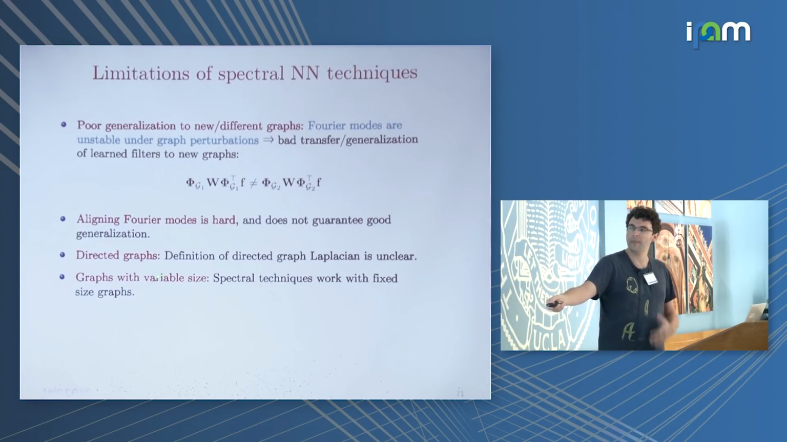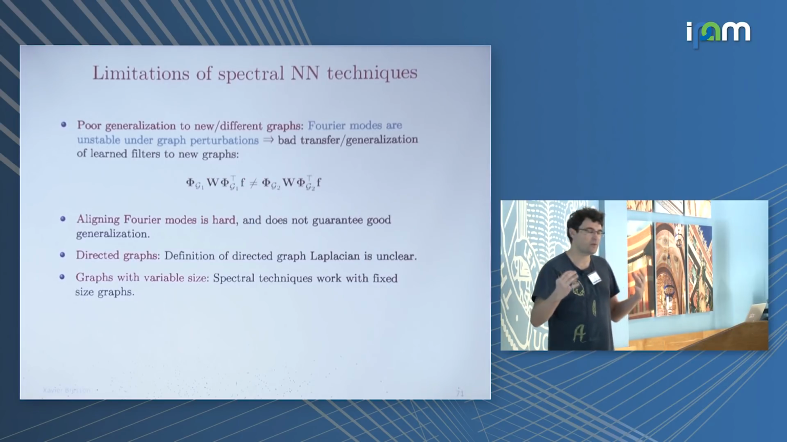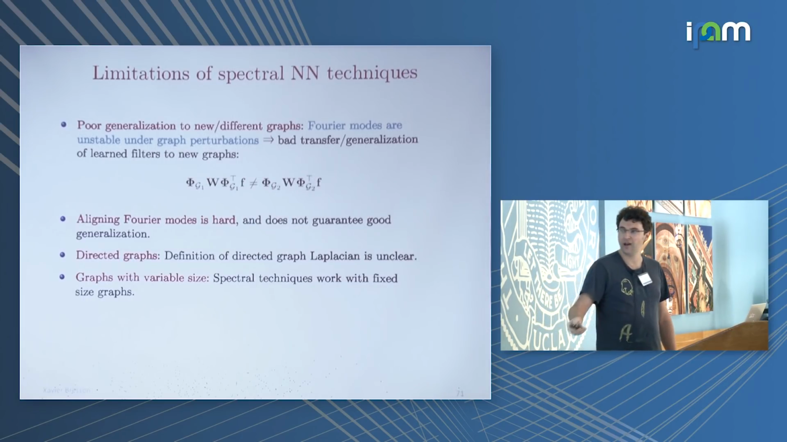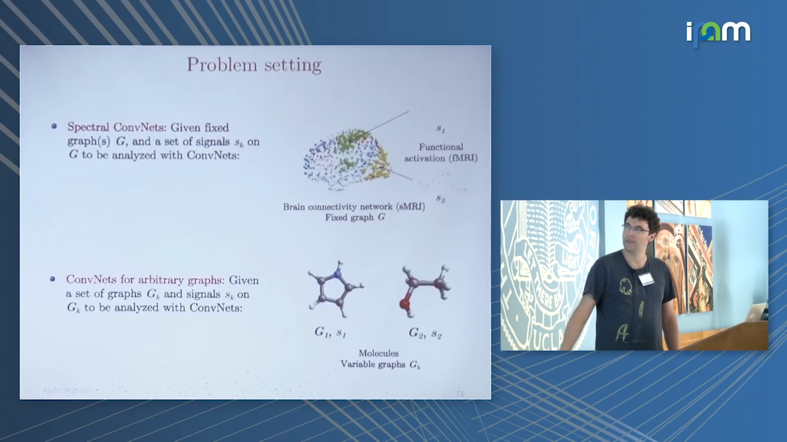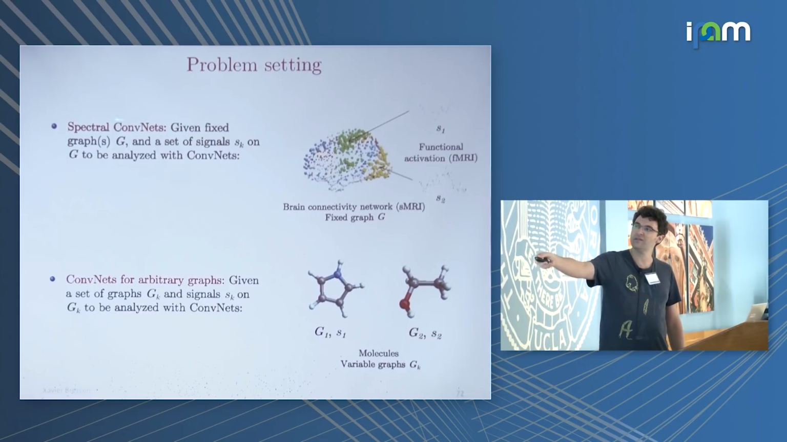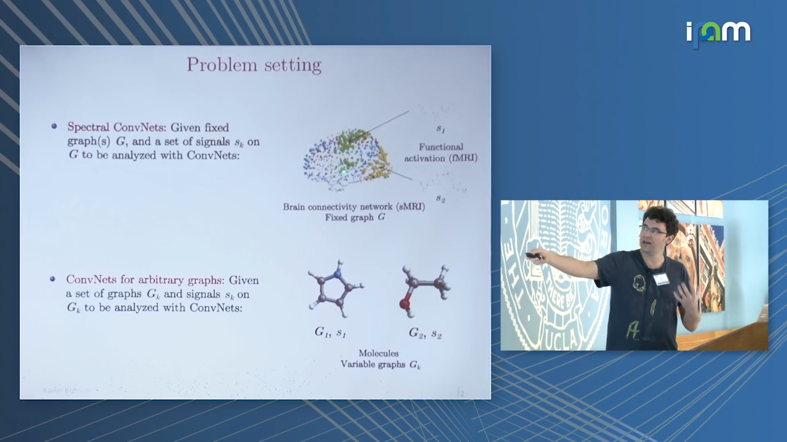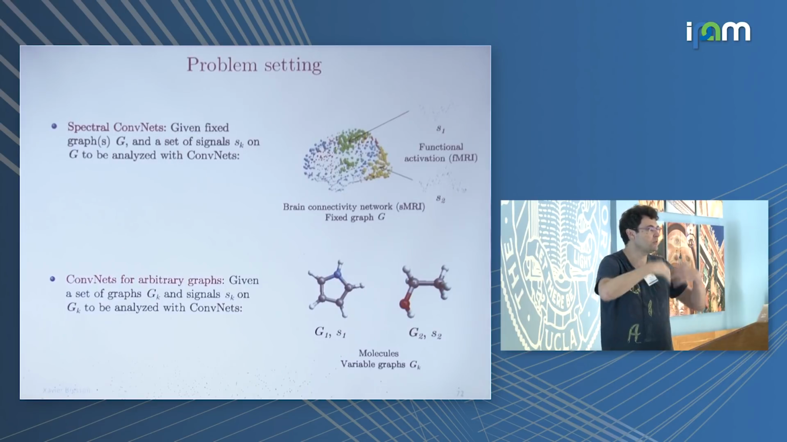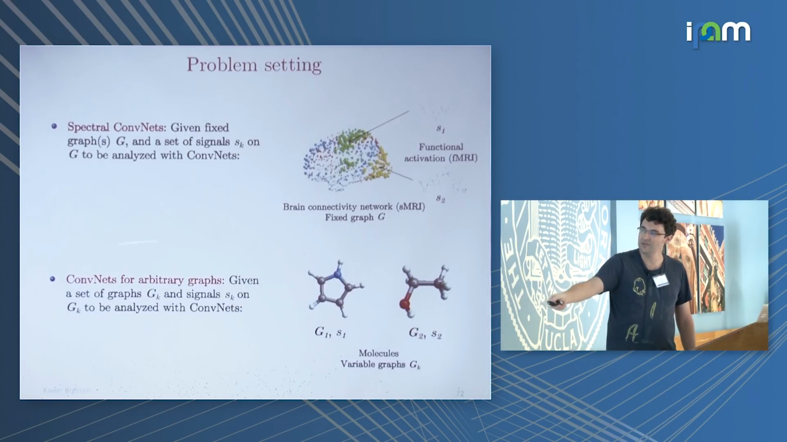Also, with spectral techniques, we assume that the size of the graph is fixed. So how can we deal with variable size? We have this new problem setting. Remember the first one, the spectral coordinate: we have one graph which is fixed, and a lot of signals on this graph, and we want to analyze this graph using coordinates. Now this is the new setting.